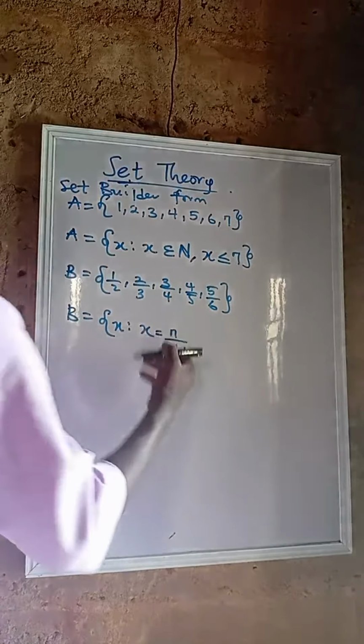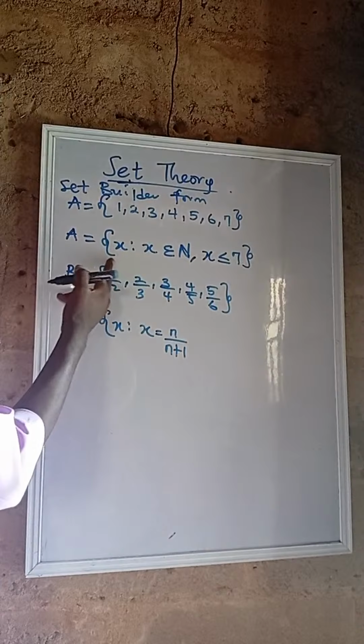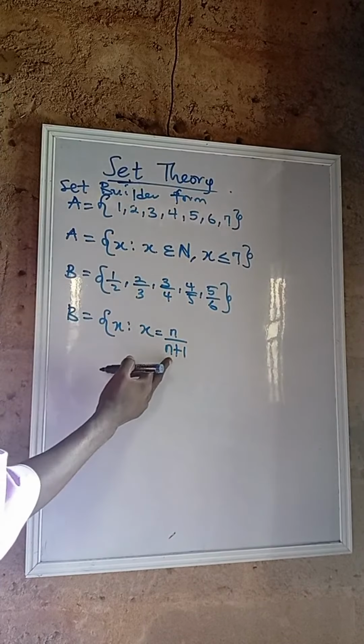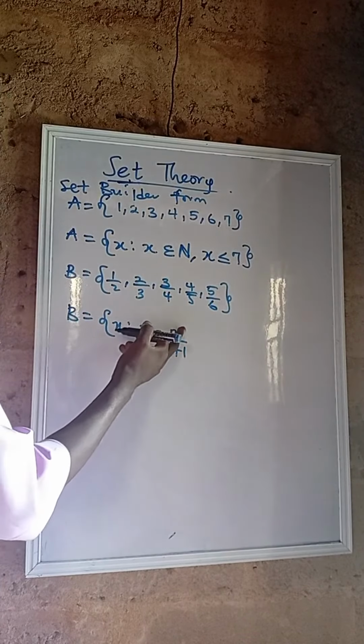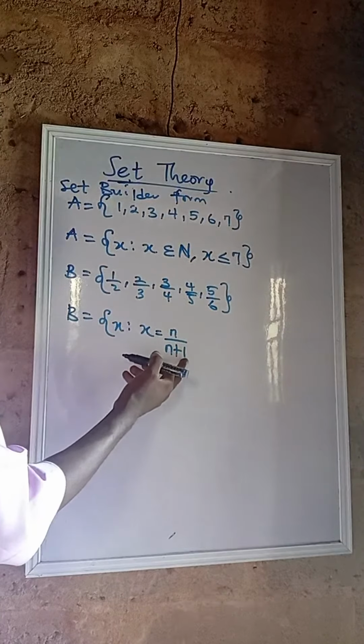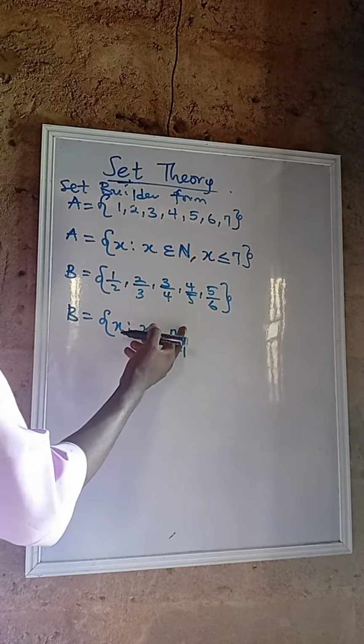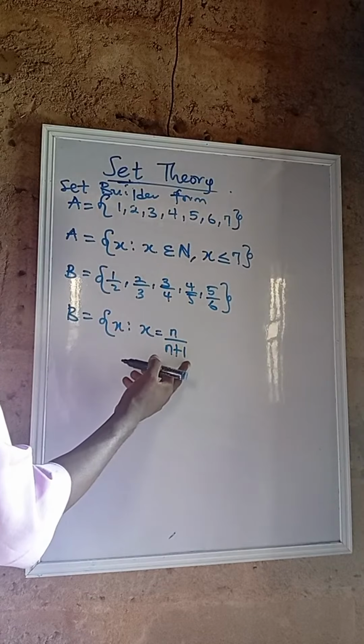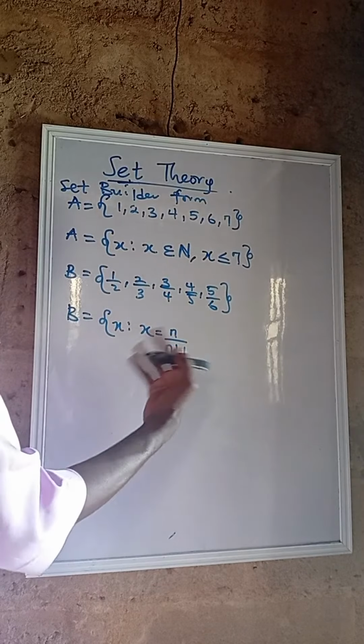Okay, the n is representing the number of terms. So this one is for 1. When n is 1, the denominator is 1 plus 1, which is 2. When n is 2, that will be 2 over 2 plus 1, that's 2 over 3. When n is 3, that will be 3 over 3 plus 1, and that's 3 over 4. And it continues that way.